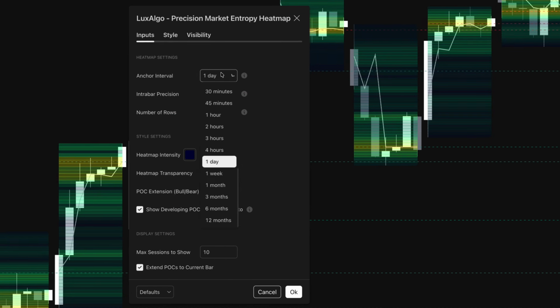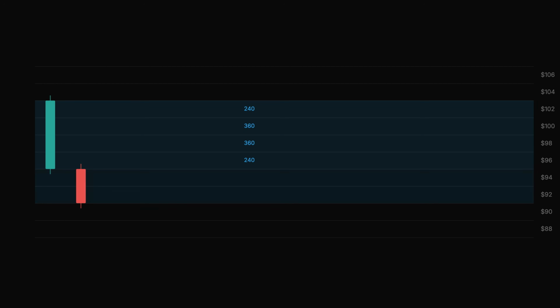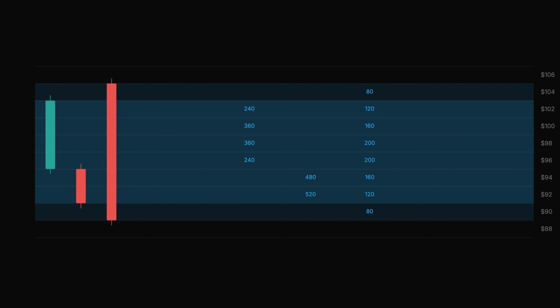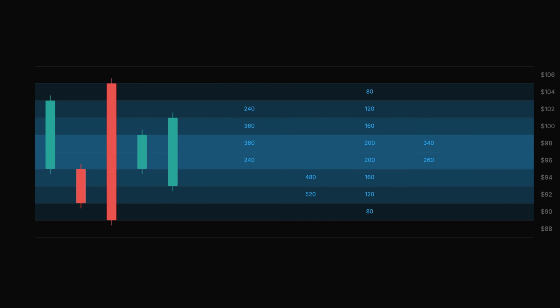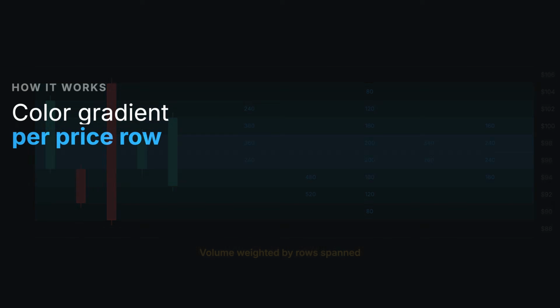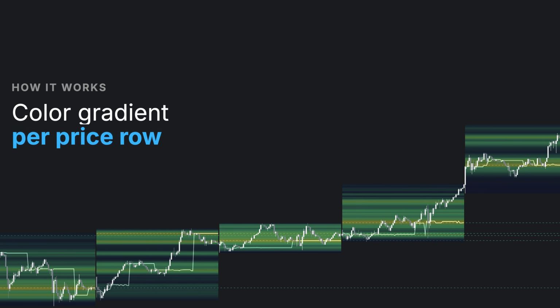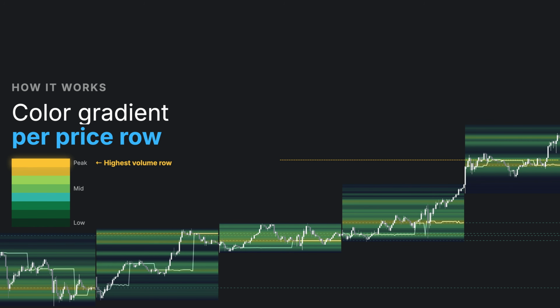The script anchors to a time frame of your choice, daily, weekly, or any custom interval. And within each anchor period, it pulls intrabar data from a lower time frame, by default the 1-minute chart. Every lower time frame, high, low, and volume reading gets distributed across a row grid, weighted by how many rows the bar physically spanned. As volume accumulates per row, the indicator paints each row with a color gradient that runs from a low-intensity background tone, through a midpoint, up to a hot peak color that marks the highest volume row in the session.